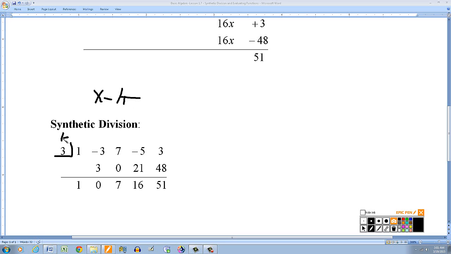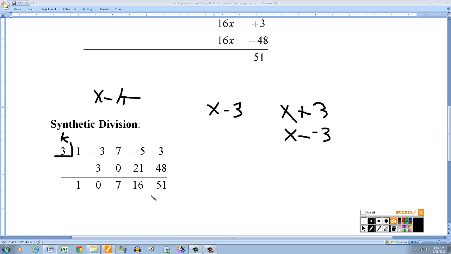Okay, so if you're dividing by x minus 3, which is what we're doing now, you would put a 3 right here. If you're dividing by x plus 3, in order to have this in the form x minus k, this would be written as x minus a minus 3. So the k in that case would be negative 3. So this 3 would be a negative in that case. Okay.